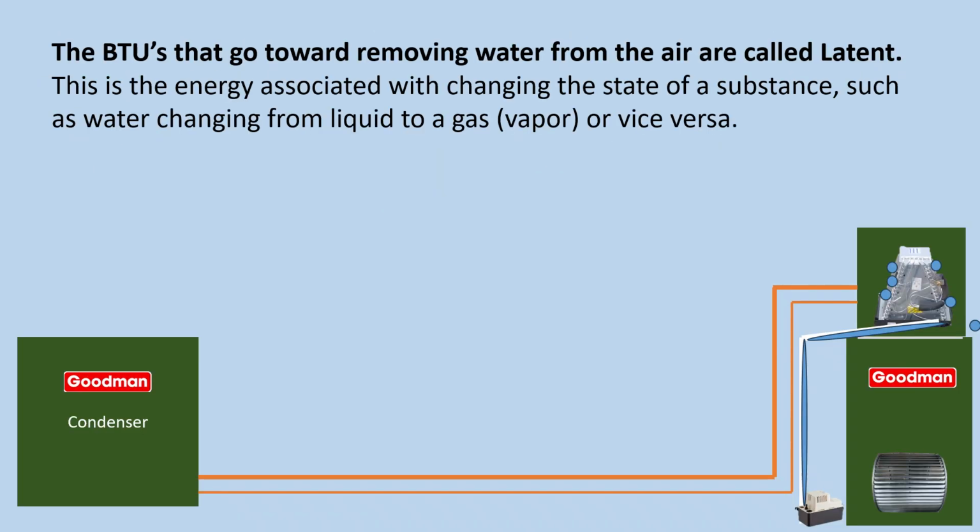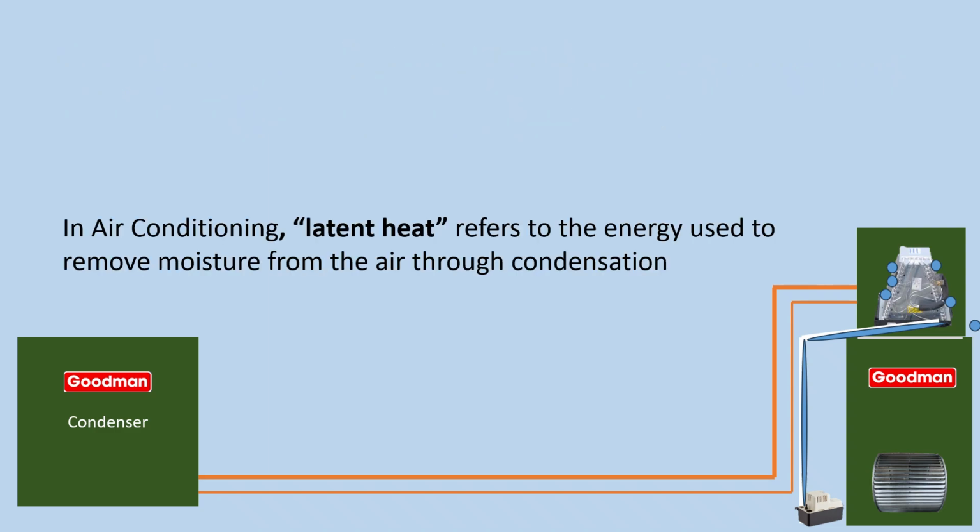The BTUs that go toward removing water from the air are called latent. This is the energy associated with changing the state of a substance, such as water changing from liquid to gas, vapor, or vice versa. It's easier to think of it in air conditioning as latent heat, as it refers to the energy used to remove moisture from the air through condensation, because that's what we're doing with the latent heat here: we're taking water vapor and turning it into water.